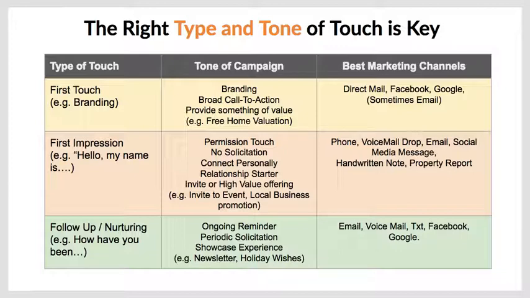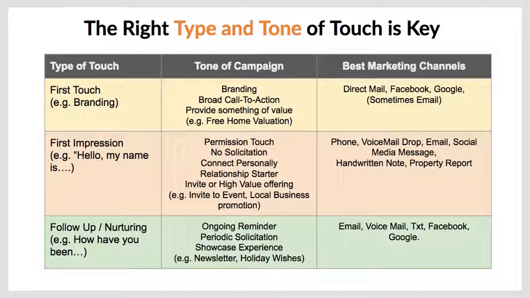But the tone of any campaign, when you're talking about first touch, should be a broader call to action, really more about branding and providing something of value. It doesn't have to be of high value, but for example, a free home evaluation. Some of the best marketing channels to use for first touch are direct mail, Facebook, and Google. You get a larger audience, you get an impression, and you can create multiple impressions and start building your brand and your recognition there.